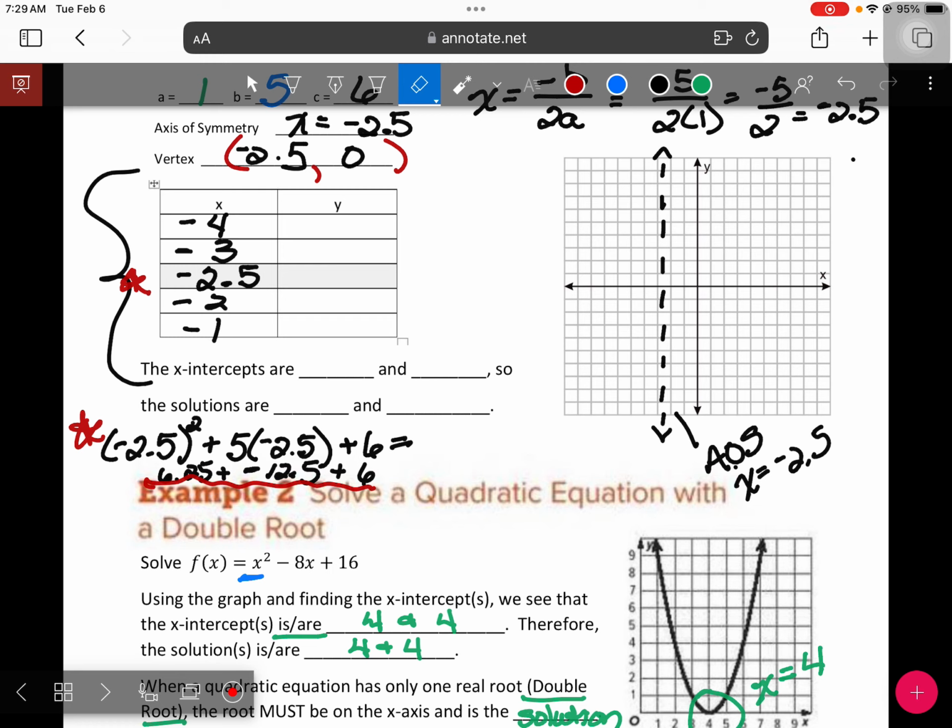And Daniel, what we really should have gotten was what? Yes, negative 0.25. Negative 0.2, oh geez, I didn't even write it right.